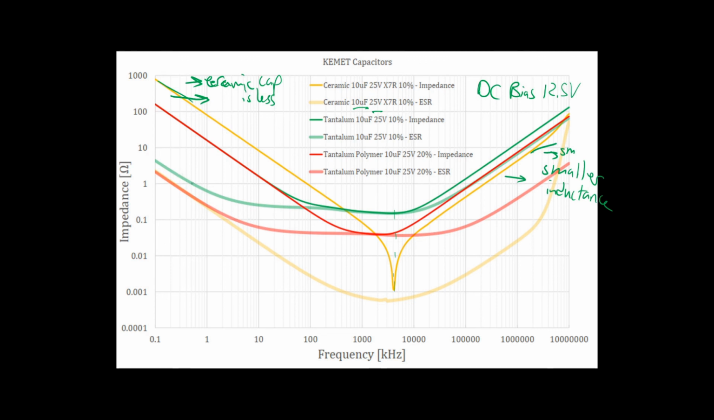So the straight tantalum, this green line, its ESR is significantly higher than the tantalum polymer at low frequency. And then the ceramic has the lowest ESR for a wide range of frequencies, right? And even up to the self-resonant frequency, it's still lower. So this very low ESR might be really helpful for you depending on your application. So just be aware that different constructions result in very different behaviors. Cool.